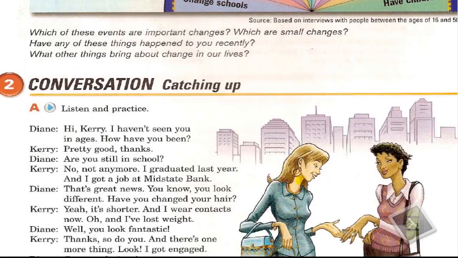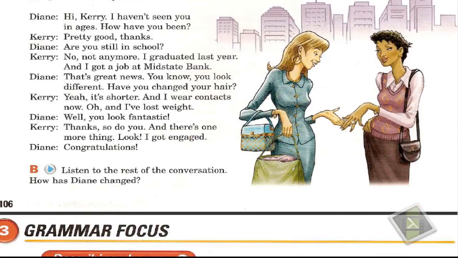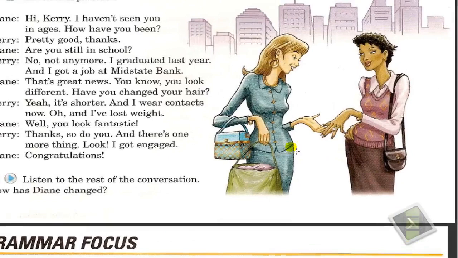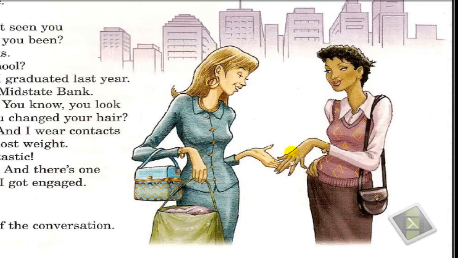Look at the picture. What do you see? Look at the picture here and tell the class or your friends what you see. We see what? Two young ladies. One of them is wearing a ring. What's a ring for? What does the ring mean? The ring means this young lady is engaged or married.